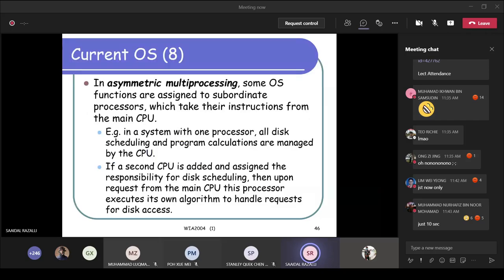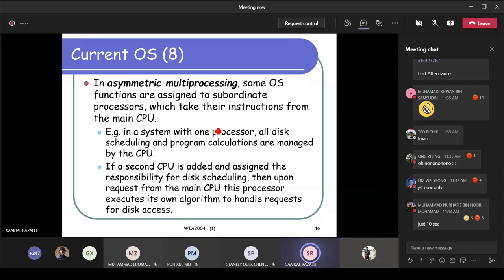So in asymmetric multiprocessing, some OS functions are assigned to subordinate processors, which take instructions from the main CPU. In a system with one processor, all the scheduling and program calculations are managed by that CPU. If a second CPU is added and assigned to be responsible for this scheduling, then upon request from the main CPU, this processor uses its own algorithm to handle requests.